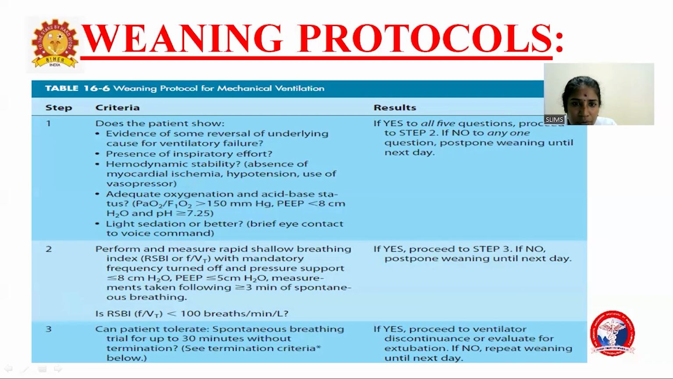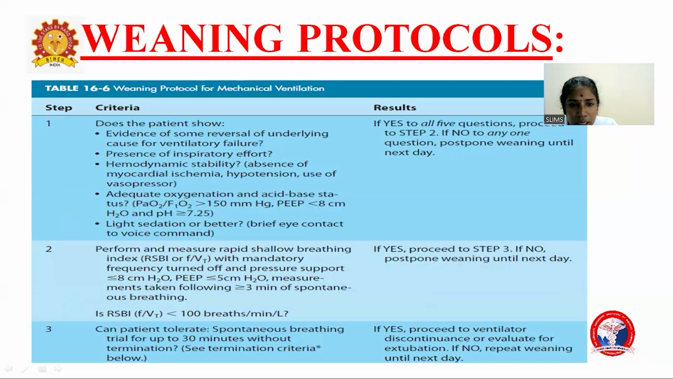If the patient is satisfactory, then go for the next step. Then perform and measure the rapid shallow breathing index, for which it is mandatory to turn off the frequency and set pressure support of 8 centimeter of water and PEEP of less than 5 centimeter of water. Then measurement should be taken following every 3 minutes of spontaneous breathing. That is spontaneous breathing, then every third minute you have to assess.